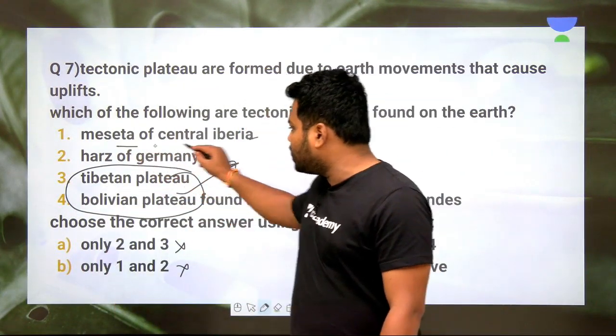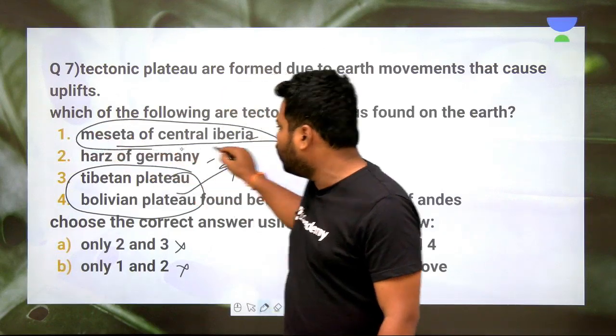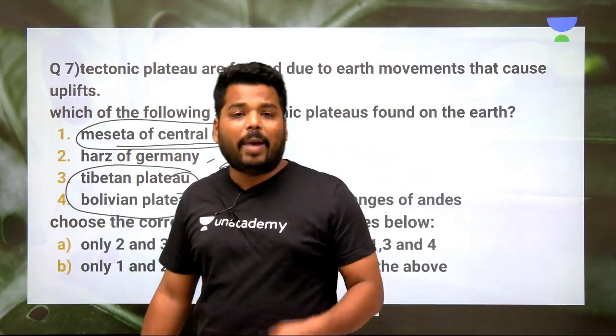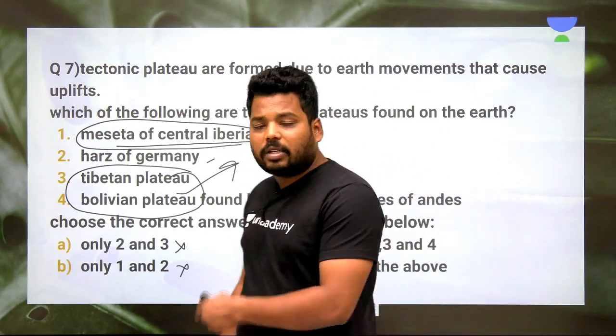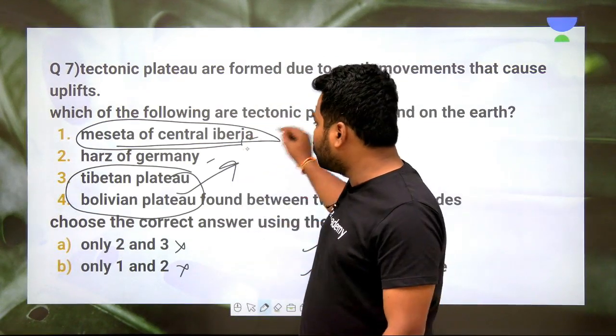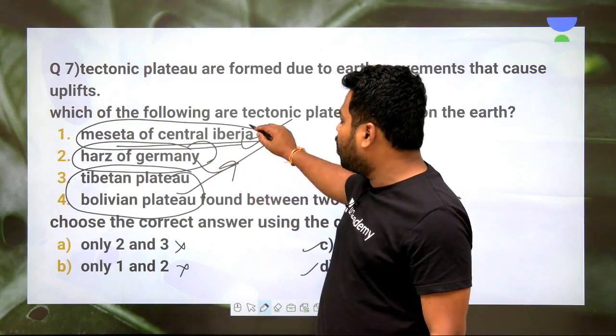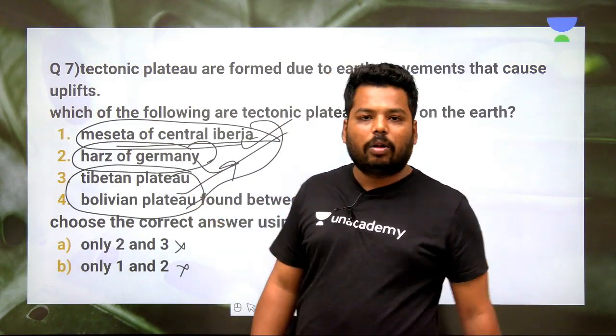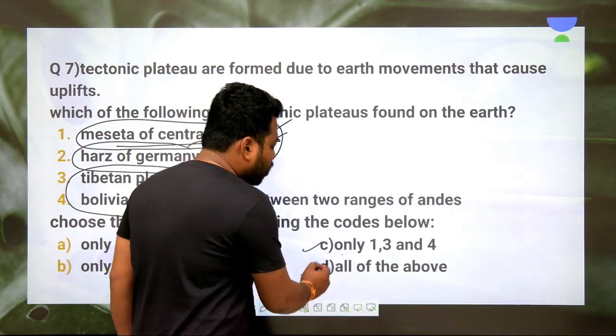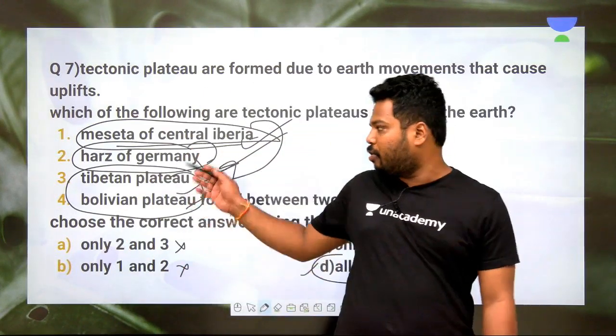And the Meseta plateau of central Iberia, in the Iberian Peninsula, is also perfectly right. And Harz of Germany is also perfectly right. All these are tectonic plateaus. Hence all of the above. Try to find out the location of all these.